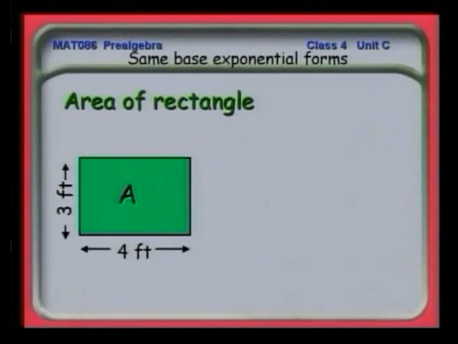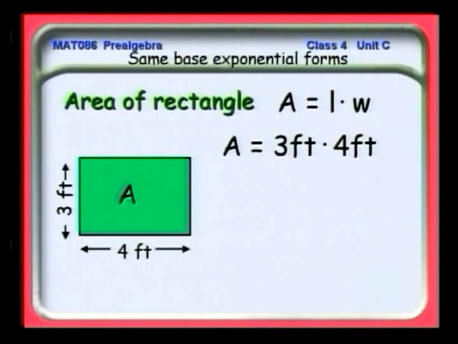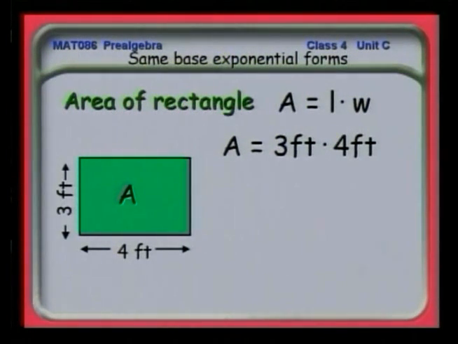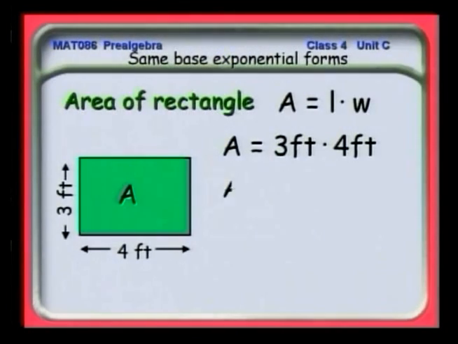Let's look at our example. Very simple one. Here is the area of a rectangle, and we know that the area is the length times the width. The area can be thought of as a monomial, 3 feet. If you think of that as a monomial where 3 is the coefficient and feet is the variable, we can do math just as we would with a monomial.